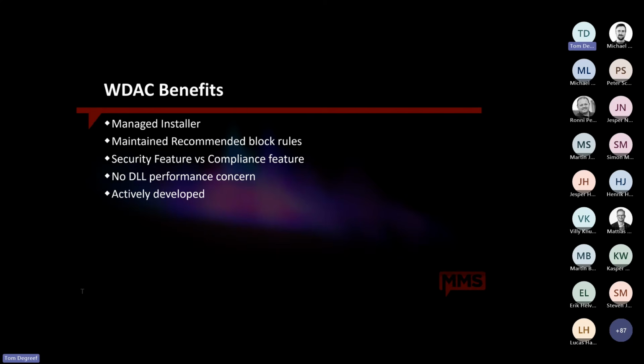Something I mentioned in the beginning, WDAC is a security feature and AppLocker is a compliance feature. So that's things to keep in mind. If you in AppLocker would want to start with DLL enforcement, the first thing you do when you enable that is you get a big warning that says, hey, this might give you some performance issues. It's actually still in the docs for AppLocker as well. We don't have that issue with WDAC. You also don't have it with AppLocker anymore.